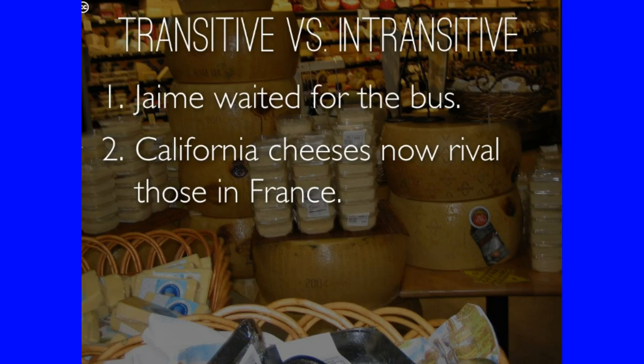One way to think of it is that Jamie waited works as a sentence. No object is needed. In the second sentence, rival is a transitive action verb. The word those is the object. The sentence, California cheeses now rival, would not work as a complete sentence. An object is needed.